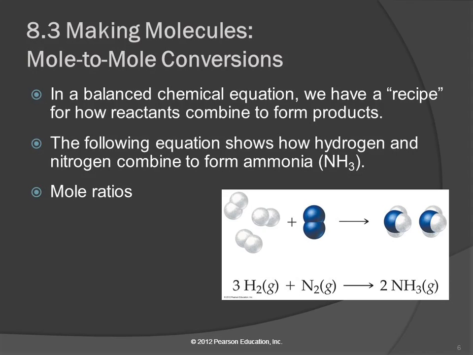So that was making pancakes. What about making molecules? Same idea, exact same idea. Our balanced chemical equation is the recipe. So here, we're not making pancakes, we're making ammonia molecules. And the recipe is 3 hydrogen molecules plus 1 nitrogen molecule will make 2 ammonia molecules.